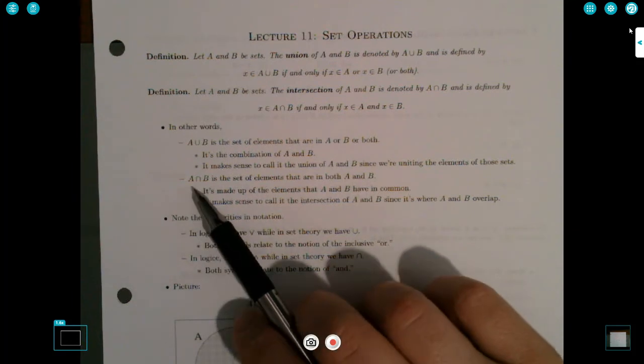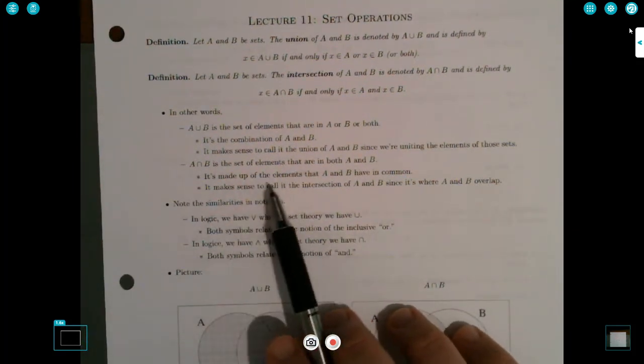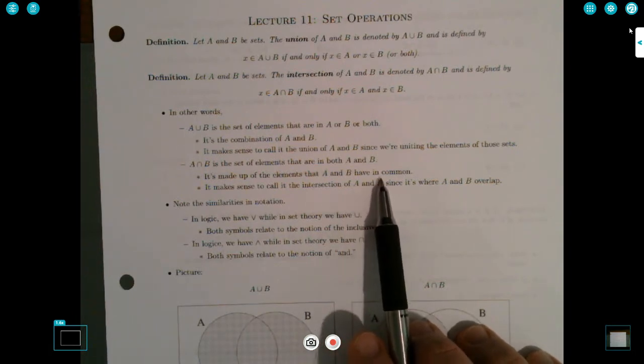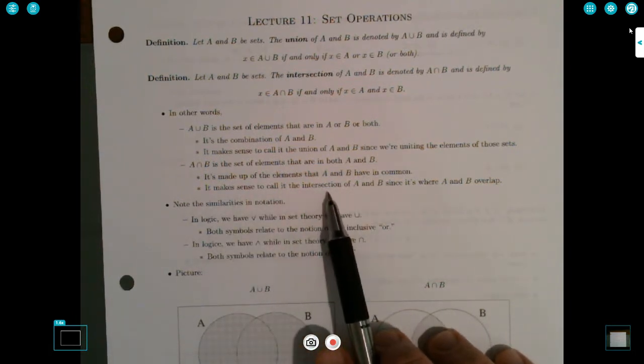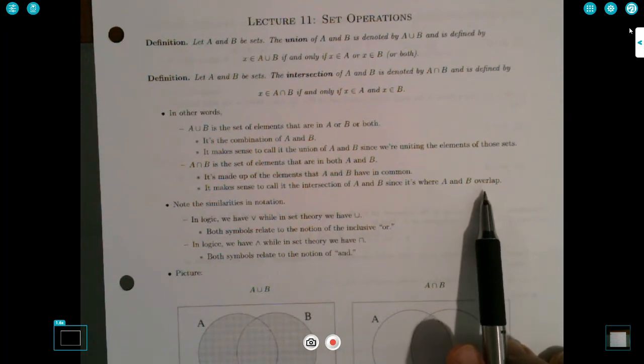So they have to be in both sets in order to be in the intersection. So it's made up of the elements that A and B have in common. It makes sense to call it the intersection because it's where they overlap, right? It's like the intersection of two streets, right? It's the place where those two streets overlap, right?